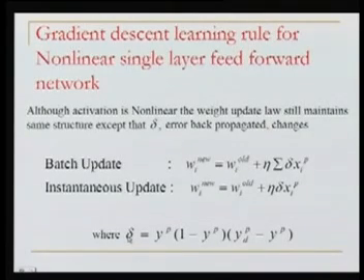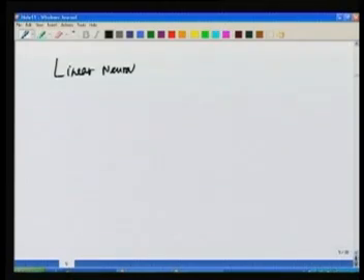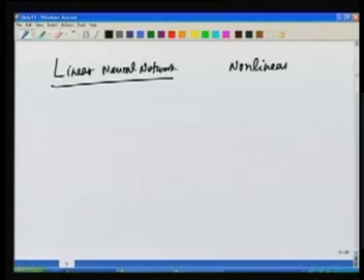What we had earlier, we have the same structure, only the difference is that the back error propagated delta has become different. So, I go back now to make a little comparison between linear neural network and nonlinear neural network in terms of the similarity and differences. So, I have linear neural network on one side here, and nonlinear network here.